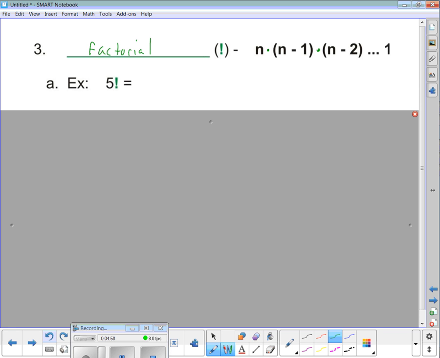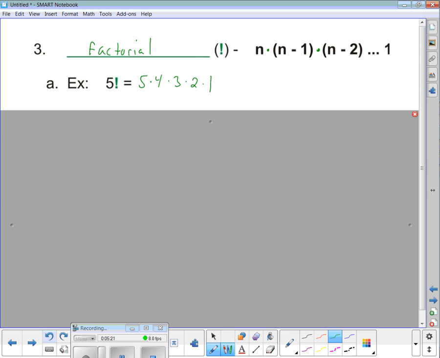So in practical application, look at our example here. We've got 5 factorial. So what in the world is 5 factorial? Hey, not a big deal, right? It's simply 5 times 4 times 3 times 2 times 1. And if you punch it out, it's going to be a little time consuming.